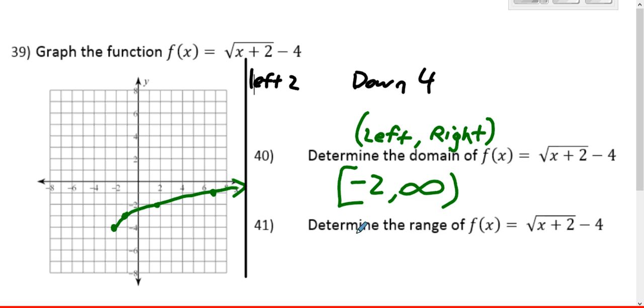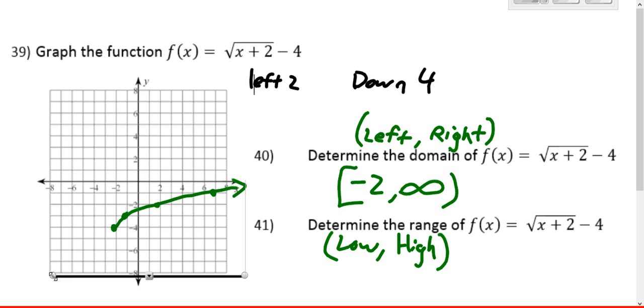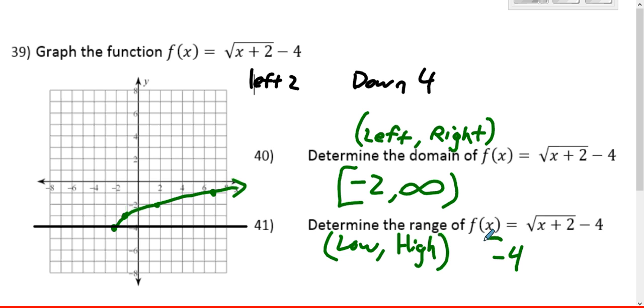For the range, it's low to high. You look for the lowest the graph goes. The lowest point on the graph is right there at negative 4. And again, the number gets the square bracket. The highest point has got the arrow that's going up, so it's going to infinity.